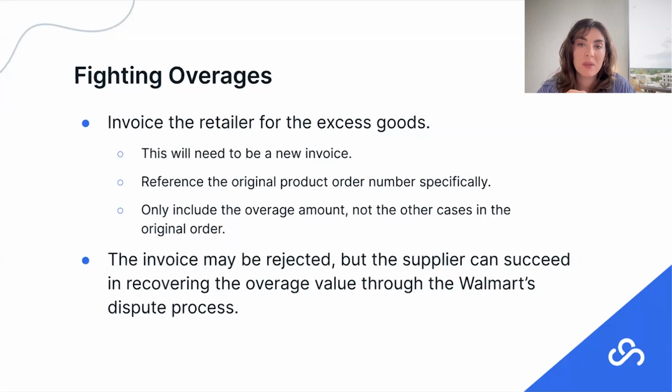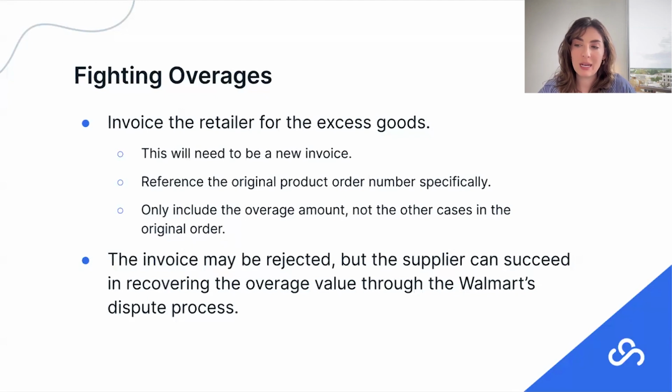If it's a billable, so I'm not talking about overage fines here, I would invoice the retailer for those excessive goods. Huge call out, do not use the same invoice number and just update it. Create a new invoice. What you'll do is reference the original product order number, and, this is really important, only include the overage amount, not the cases in the original order.